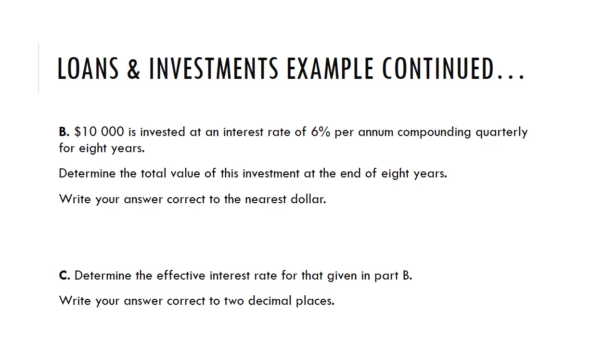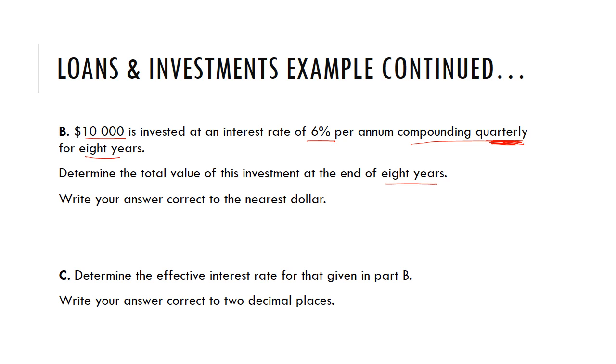Okay, so same example, but now option B, we have $10,000 is invested at an interest rate of 6% per annum, compounding quarterly for 8 years. So we've got our initial amount of $10,000, our rate 6%, and we can see that it's compounding quarterly. So that quarterly makes a difference when we're talking about our time period. It's there per quarter. So determine the value of the investment at the end of 8 years. So again, we want at the end of 8 years.